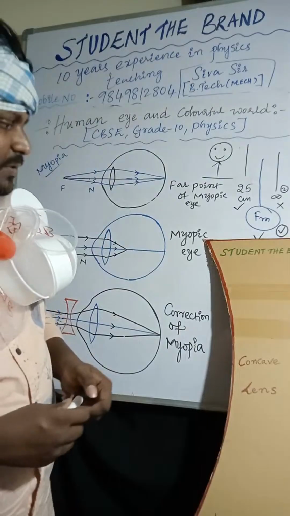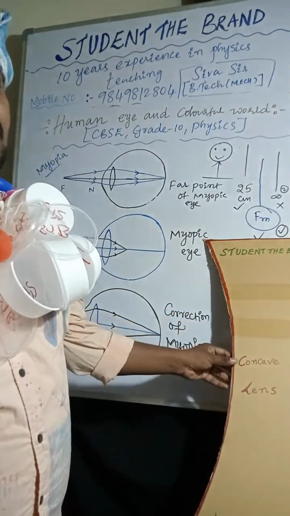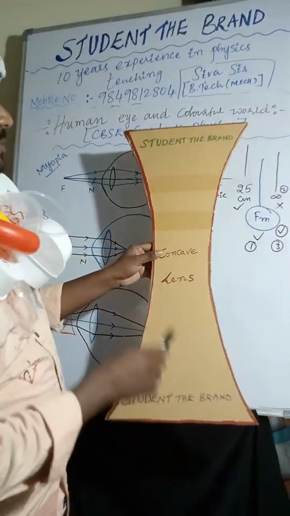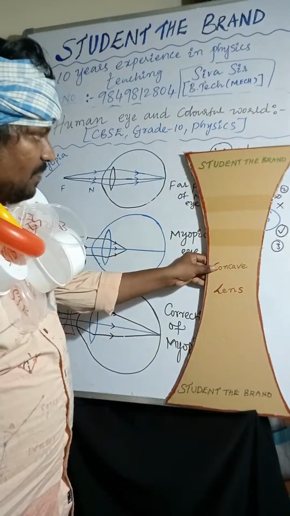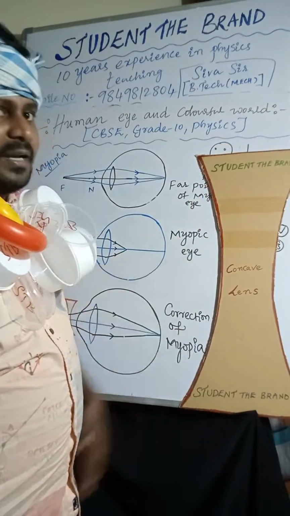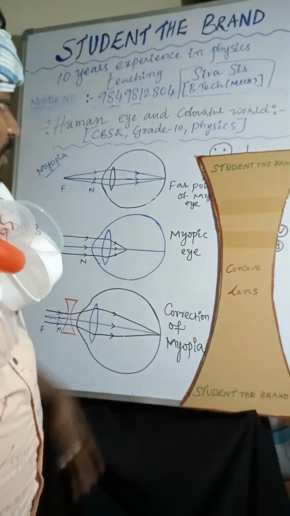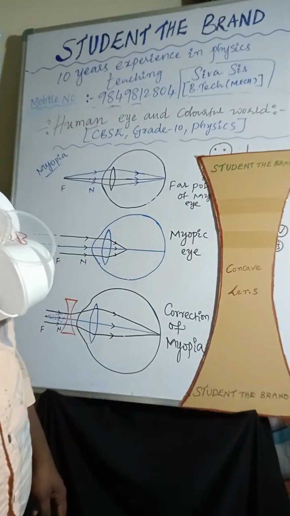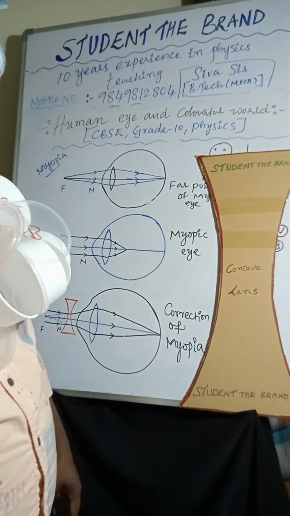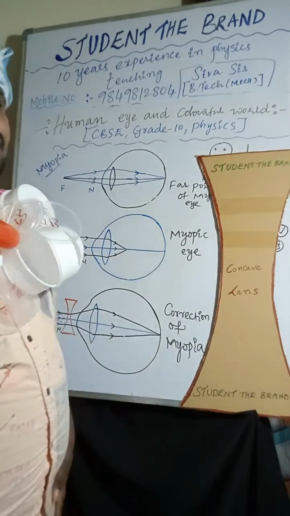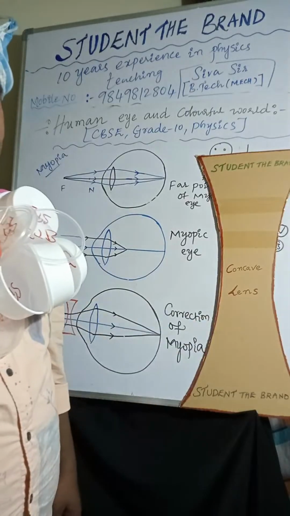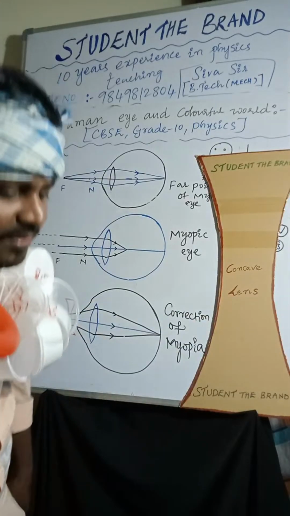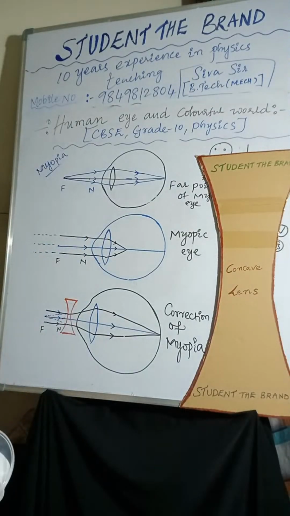Check once. To remember, don't get confused between the lenses. We are using a concave lens to correct the defect of myopia. Is it clear? Check once now. Take 2 minutes and observe the diagram.